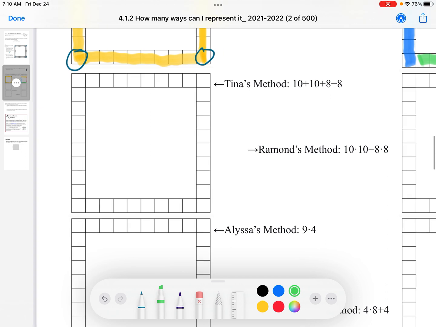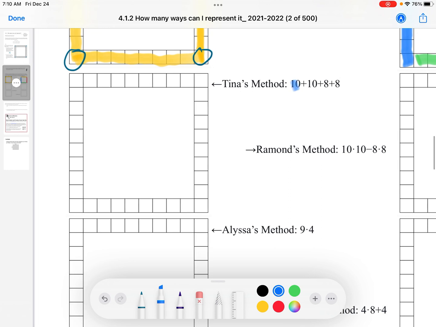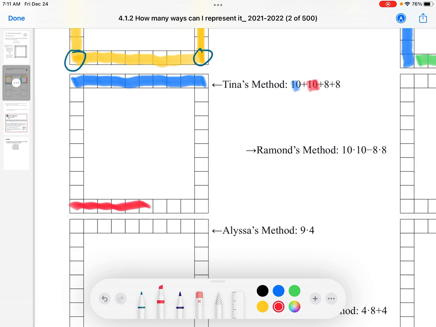Tina's method is 10 plus 10 plus 8 plus 8. Okay. So let's do the 10. Obviously, we know there's 10 on top. There we go. To do another 10, the only way you could do that 10 is if you counted the bottom one. You cannot count the sides, they are 9, right? So you would have to do this to do your other 10. Okay. All right.